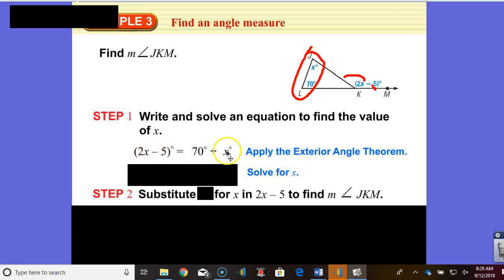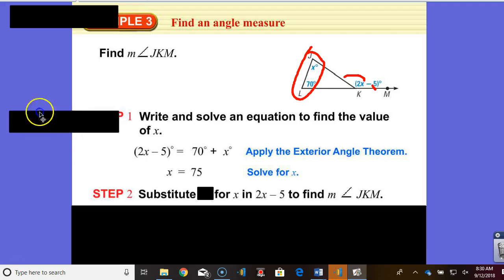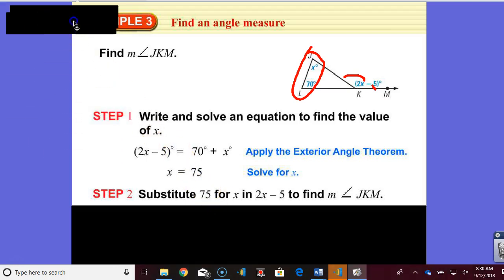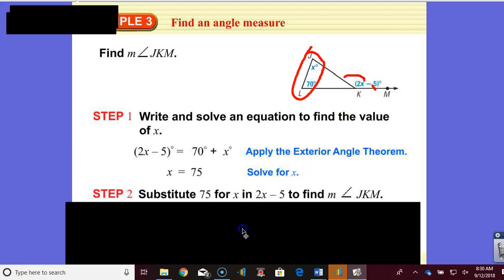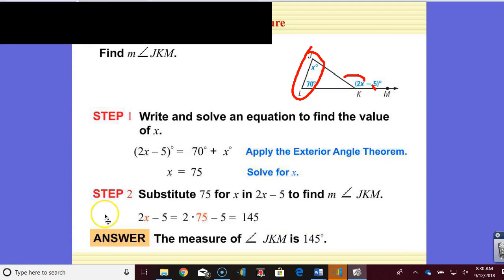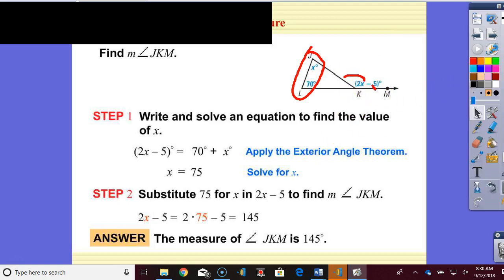So if I'm solving for this, I'm going to subtract x from both sides, leaving me x minus 5 equals 70. Add 5 to both sides. X equals 75. Then we plug in. 75 times 2 is 150. 150 minus 5 is 145. Make sense? So we solve our two-step equation: subtract x from both sides, add 5 to both sides, and we have 75. We plug it back into what they want us to find. They want us to find this angle, so we plug our value of x, the 75, in here, and we get the 145 for our answer.